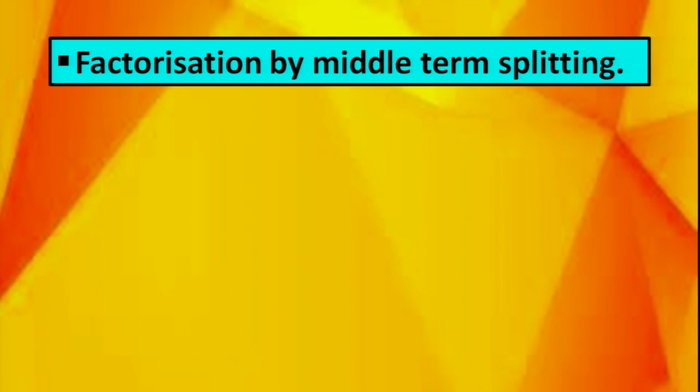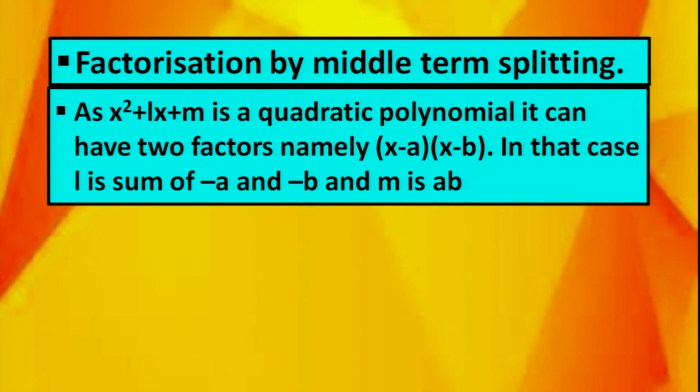The factorization by middle term splitting. What is that? If the polynomial of the form x square plus lx plus m is a quadratic polynomial, it can have two factors, namely x minus a into x minus b. In that case, what happens? Let's see. Here it is written: l is the sum of minus a and minus b, and m is ab.